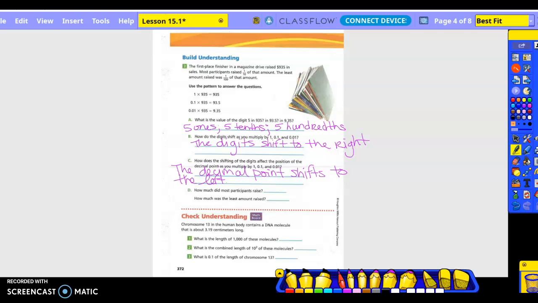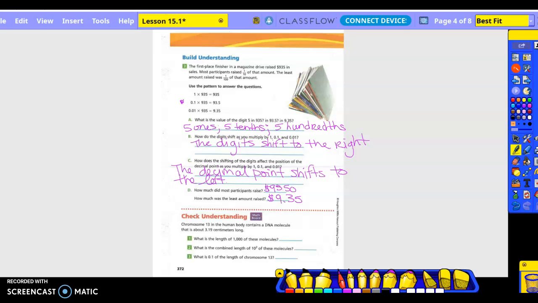How much do most participants raise? So how much money do most participants raise? Because it said 1/10, right? So that would be right here. So $93.50. And since we're doing money, you have to have two place values after the decimal for the change. Okay, how much is the least amount that people raise? $9.35.